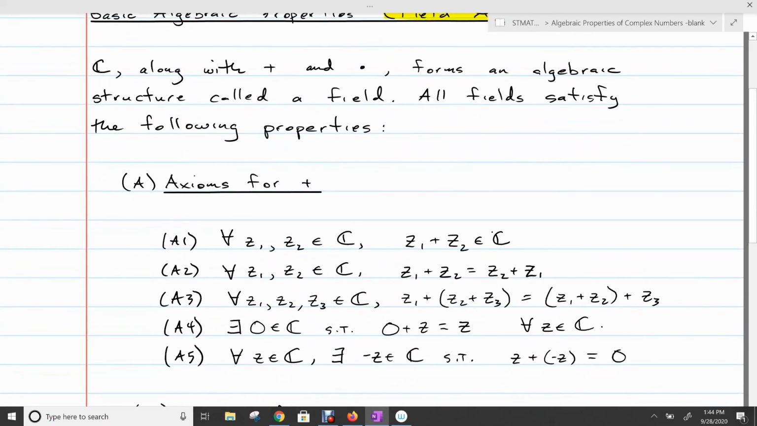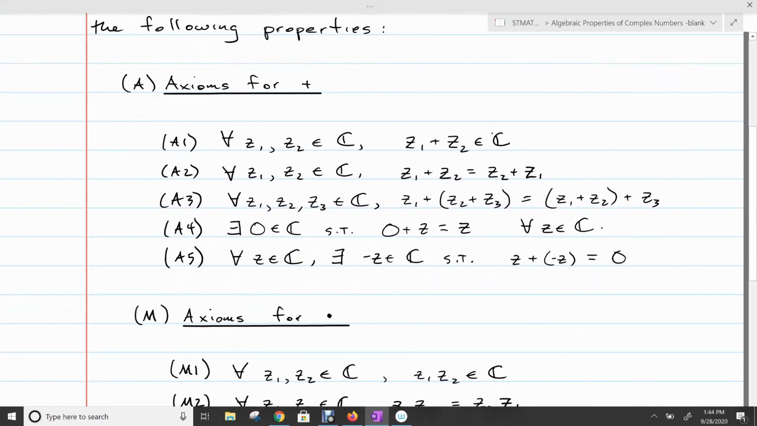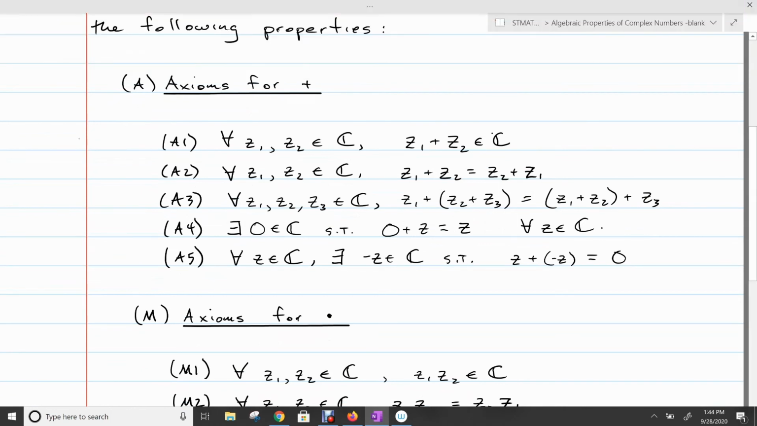So for the complex numbers, we have these two operations, addition and multiplication. And then here are the properties that are true for addition on the complex numbers. The first property just says that if you add two complex numbers, you're always going to get back a complex number. That property is often called closure.